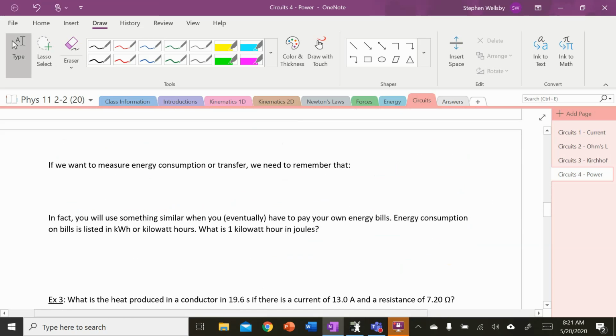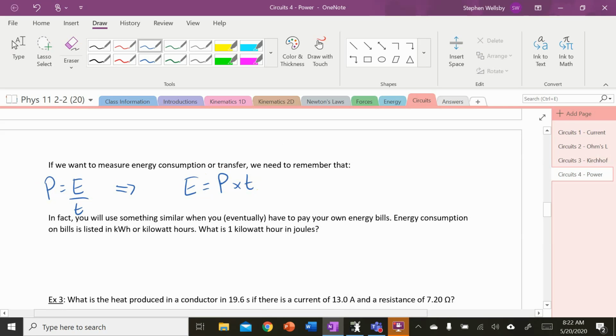All right, so if we want to measure energy consumption or energy transfer, power is how quickly energy is being transferred, or power equals energy transfer divided by time. What if we just want to find out energy? If we want to know how much energy we've used. Well, in this case here, we're just going to have to rearrange. So energy equals power times time. That's what we need to remember to figure out how much energy we actually used.